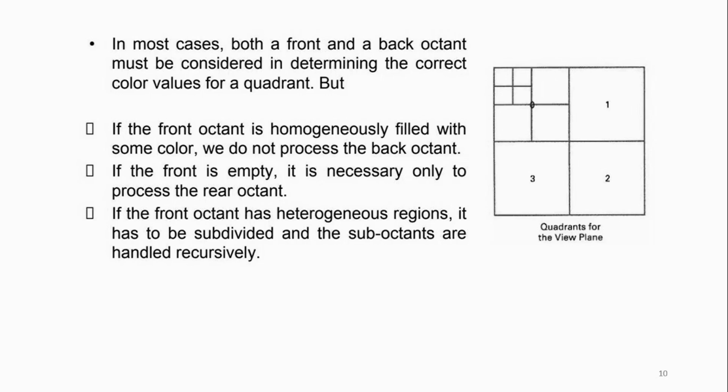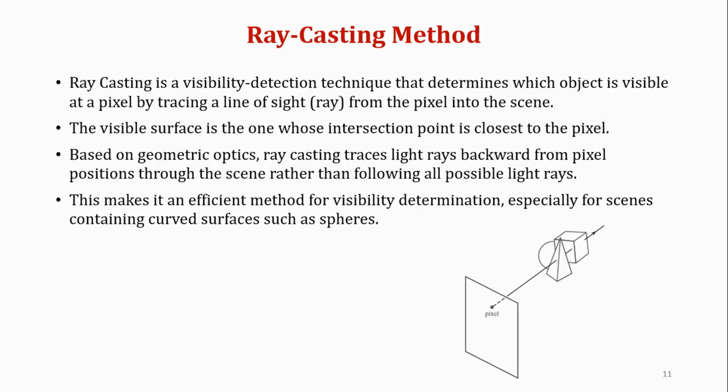Moving on to the next method, the ray casting method. Ray casting visibility determines whether the object is visible at each pixel. So it is image based. The basic idea is inspired by geometric optics. Instead of processing the object first, the algorithm starts from the viewer's point of view. For every pixel on the screen, an imaginary ray is projected from the viewer through the pixel onto the scene.